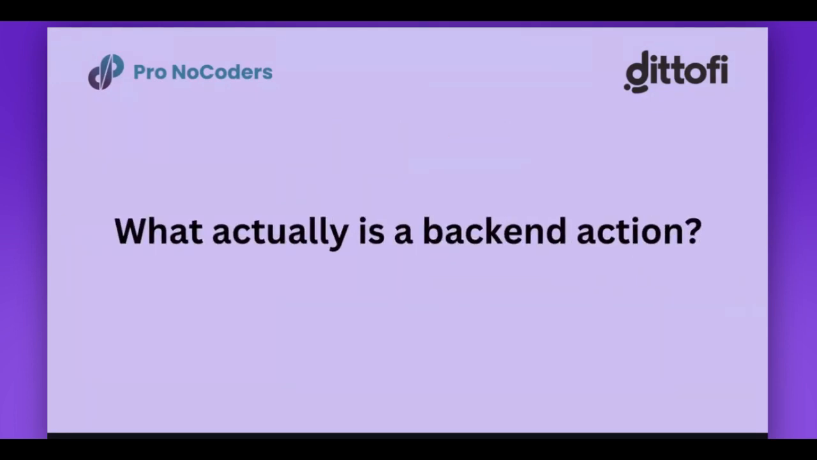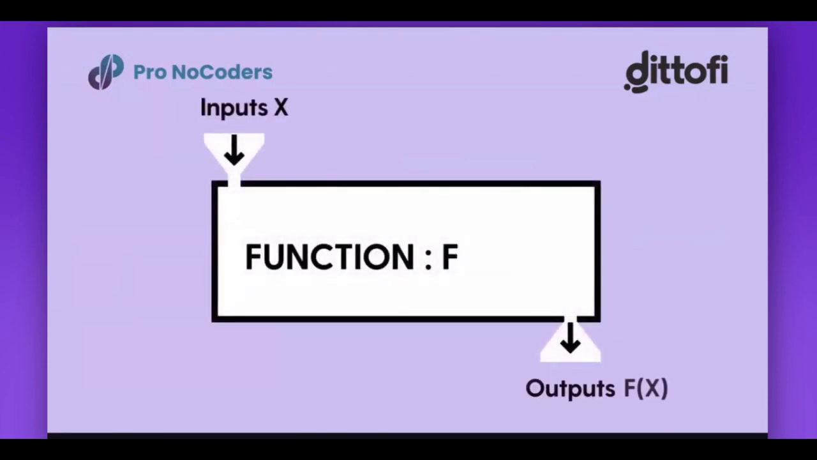So what actually are back-end actions? A way of thinking about these is kind of like a function, if you ever did maths in the past. If not, talk through this. So what a backend action will do is it will basically take an input. It will then perform some kind of operation on that input, and then it will generate some kind of output.